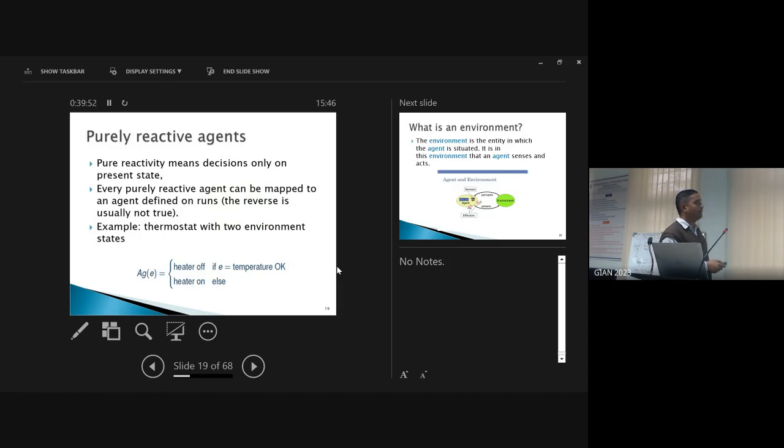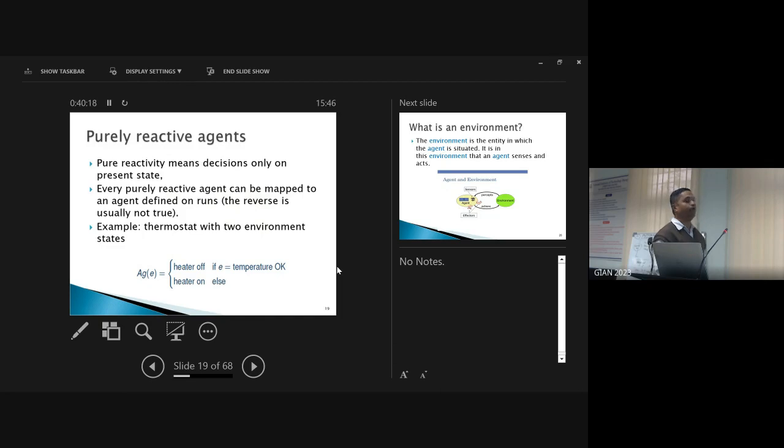So purely reactive agents: purely reactive means the decision is based only on the present state. As there is a change in temperature, the thermostat works in that way. That is called purely reactive. Every purely reactive agent can be mapped to an agent's defined runs. The reverse is usually not true.